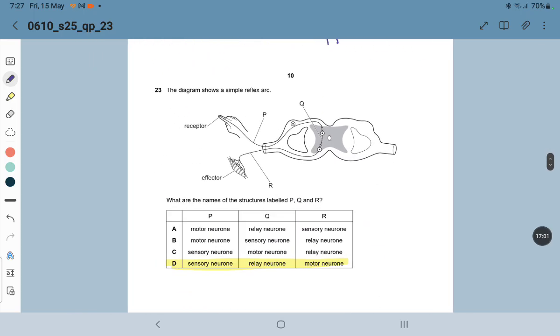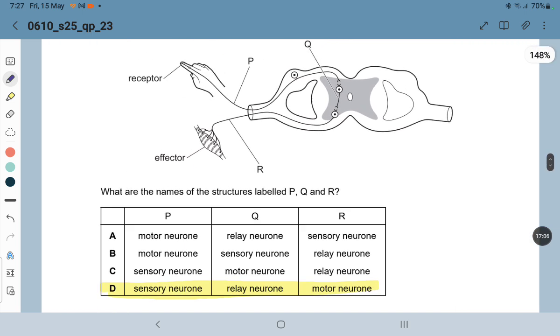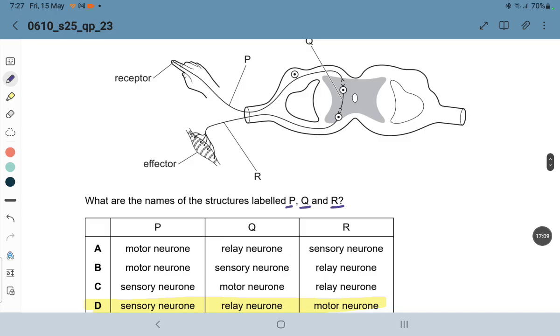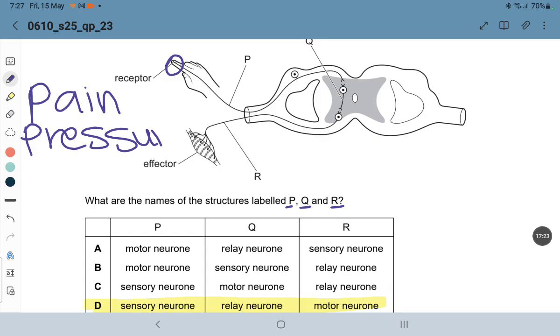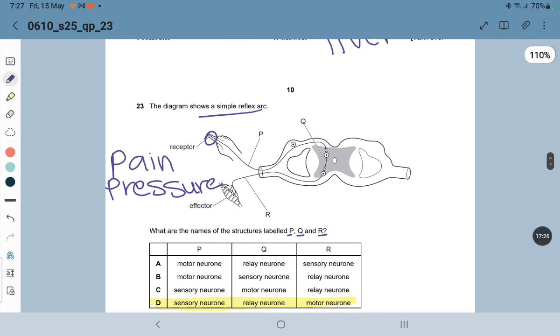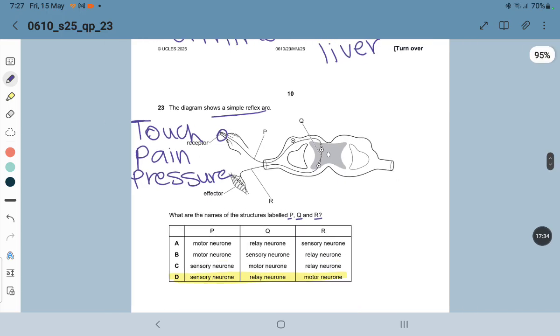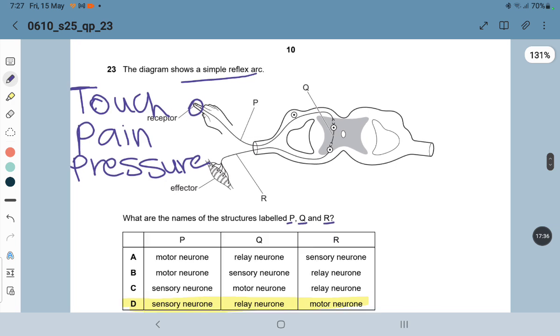This is my lovely lesson, the nervous system. It's very easy. The diagram shows a simple reflex arc. What is the name of the structures labeled B, Q, and R? B, of course, is the sensory neuron because it's linked to your sense organ, which is the finger. And what does it detect? It can detect pain, pressure, high temperature, or touch. It can detect many things. Just know them in case they come as a multiple choice question or a paper 4 question.